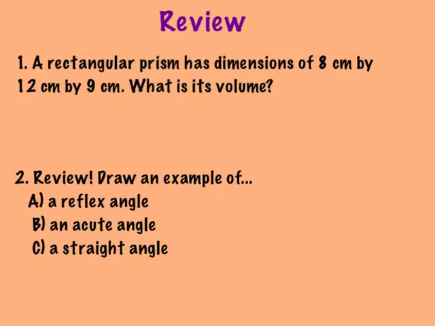And we have a review before our second objective, which as you know means that we'll have a video. Just a quick review. A rectangular prism has dimensions of 8 centimeters by 12 centimeters by 9 centimeters. What is its volume? And review, draw me a quick example of a reflex angle, an acute angle, and a straight angle. You don't have to use a protractor for those, just want to review that you know what they are. Pause the video here, do the review, and when you come back, I'll direct you to the next part.